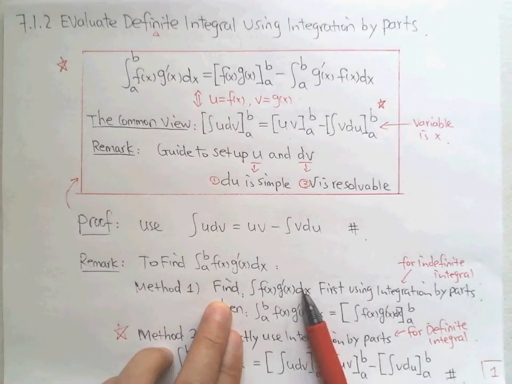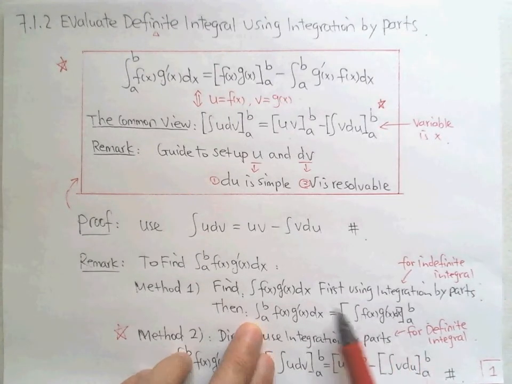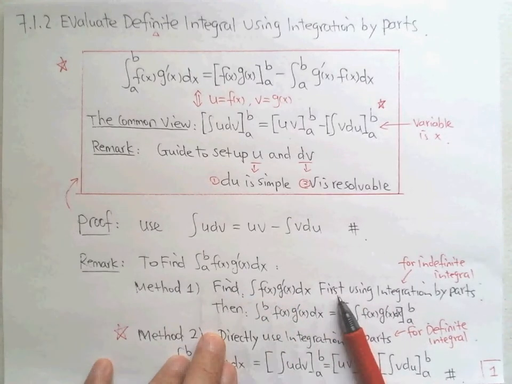And if we have the antiderivative, then how do we find this definite integral? We just use the fundamental theorem, right? You have the antiderivative, so use the fundamental theorem. Okay, so this is the first method, if somebody likes it.